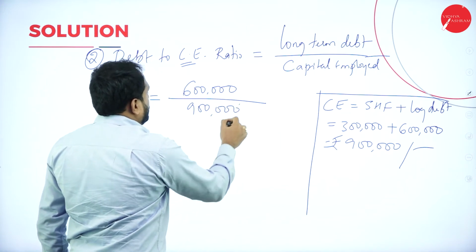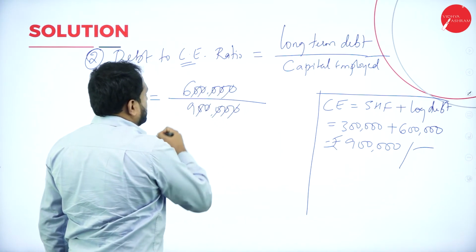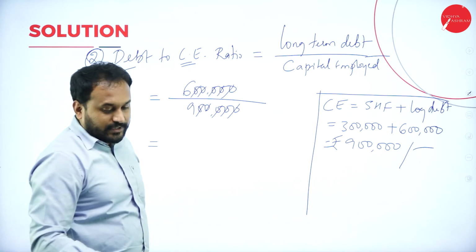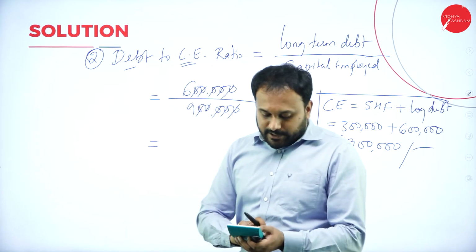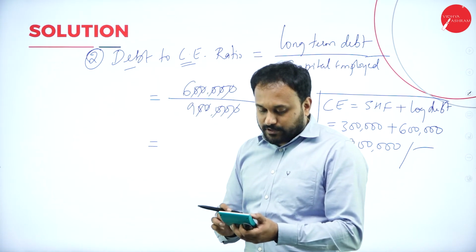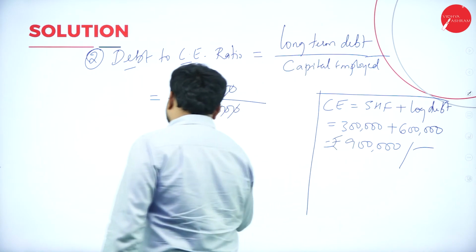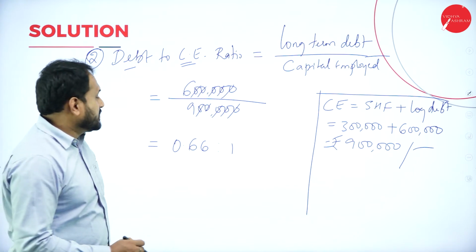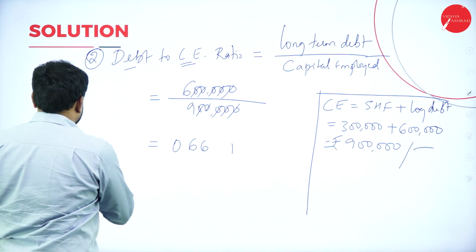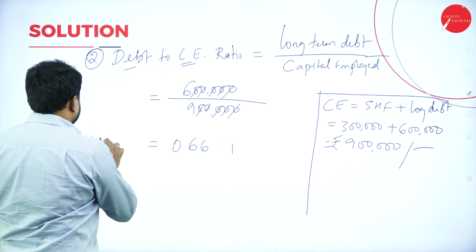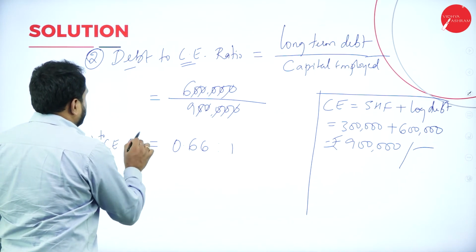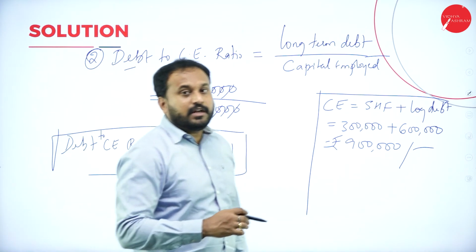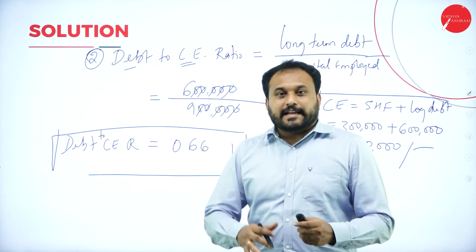I'll write here 9 lakh. So 1, 2, 3, 4, 5. So how much is it? So you go with this. Take a calci now. What will you do? 6 divided by 9 is equal to 0.66. So how much is it? 0.66 is to 1. That is my debt to capital employed ratio. Done. This is how you people will arrive at the answer. So let's go with the next one.